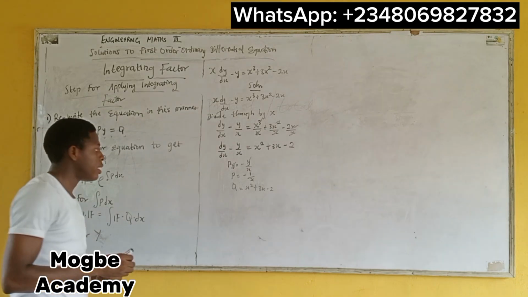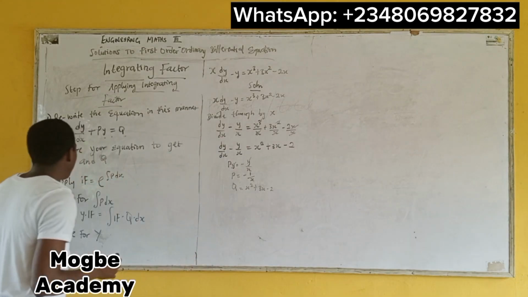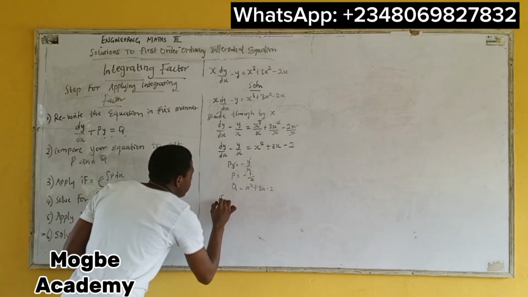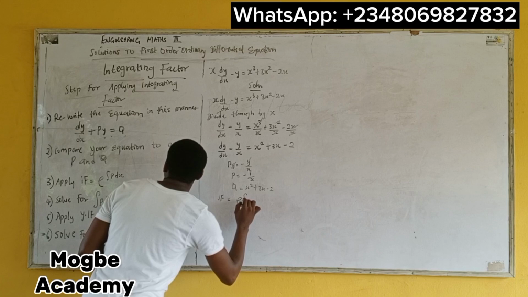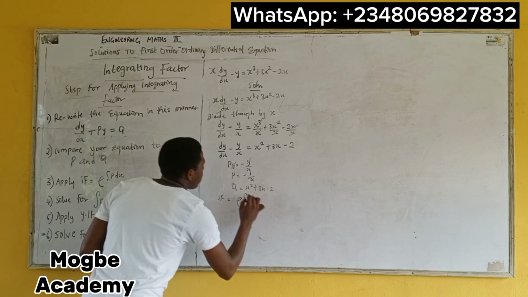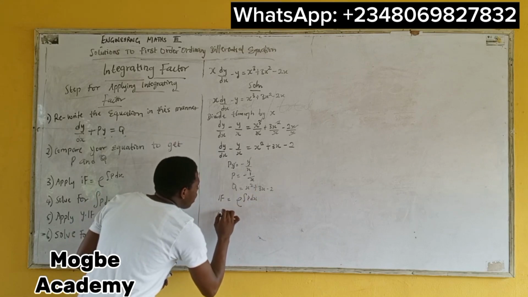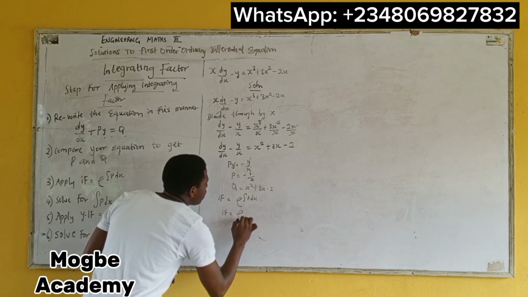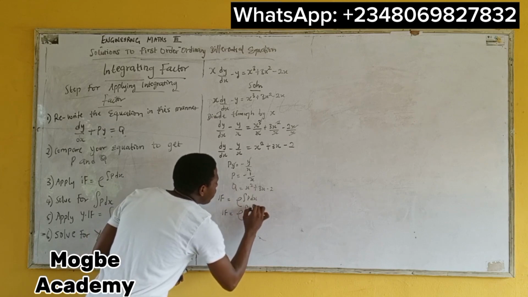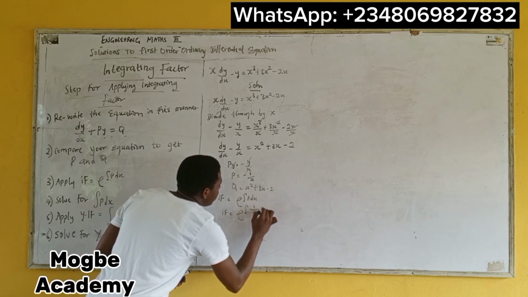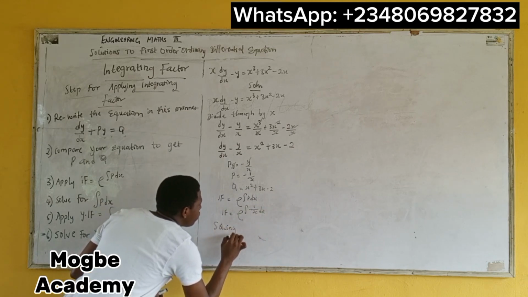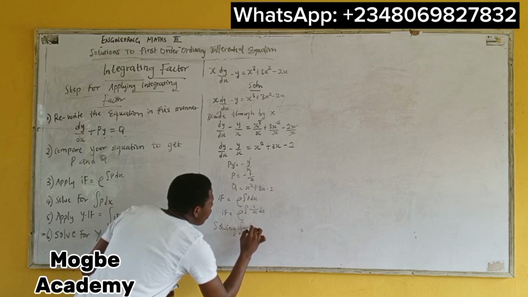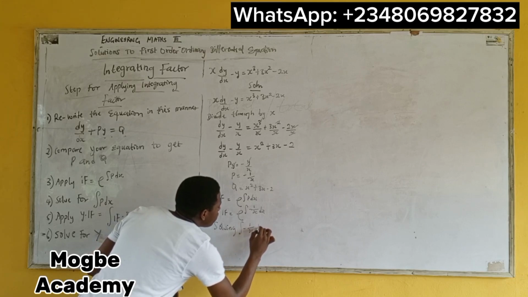What's the next thing? The next thing is to apply your IF, the integrating factor. You know that IF is equal to exponential integral of P dx. And our p is minus 1 over x, so IF is equal to exponential integral of minus 1 over x dx. Now, the next thing is solving for the integral of 1 over x dx.